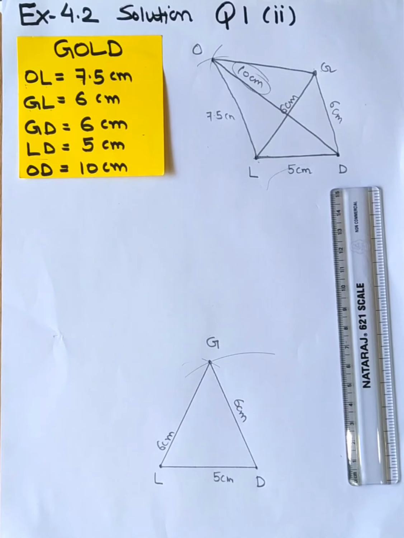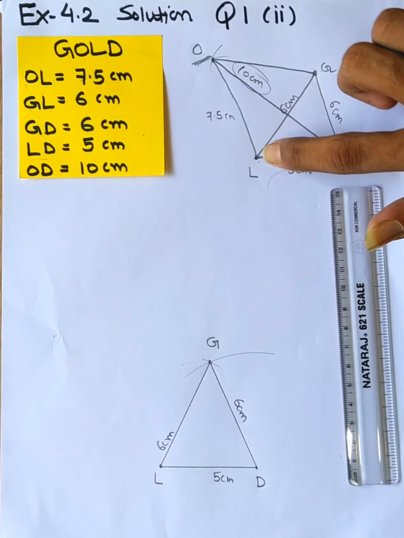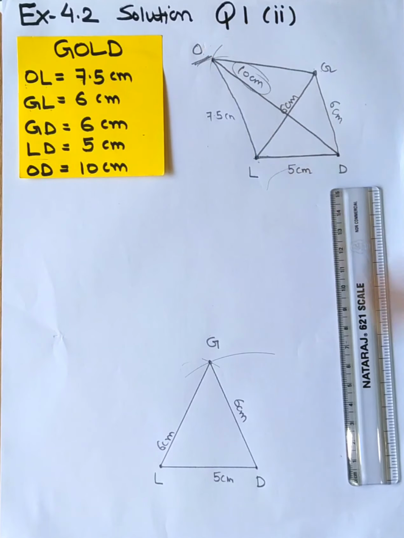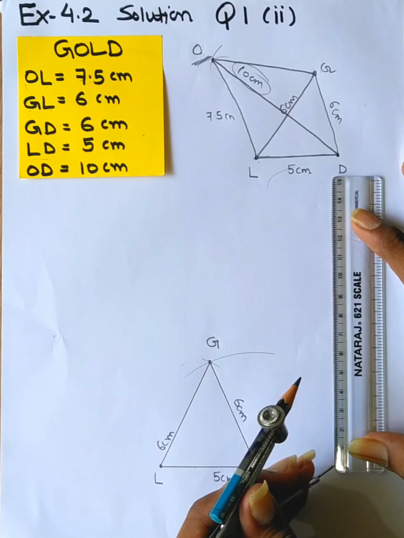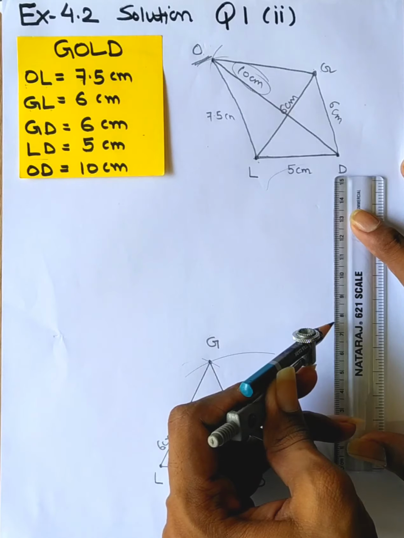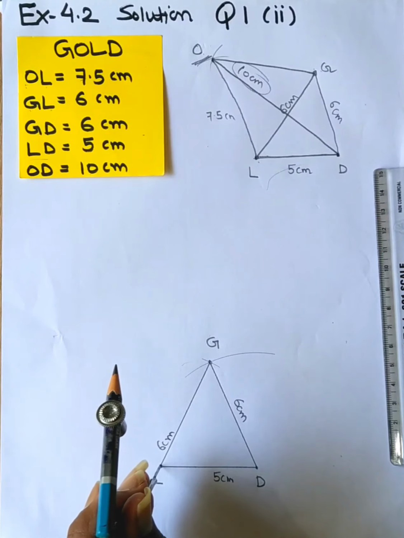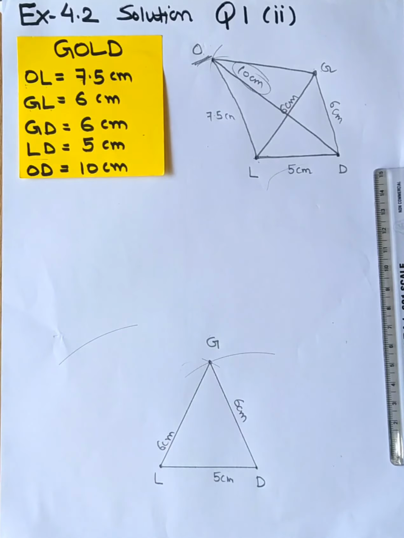Clear? Now we only have one thing left, that is to obtain point O. So we will draw an arc from L to O, which might be 7.5. So from 0 I will take 7.5 measurement in the compass, and taking center as L I will draw an arc. Clear? Now this arc must intersect with the line segment that we are drawing from D.